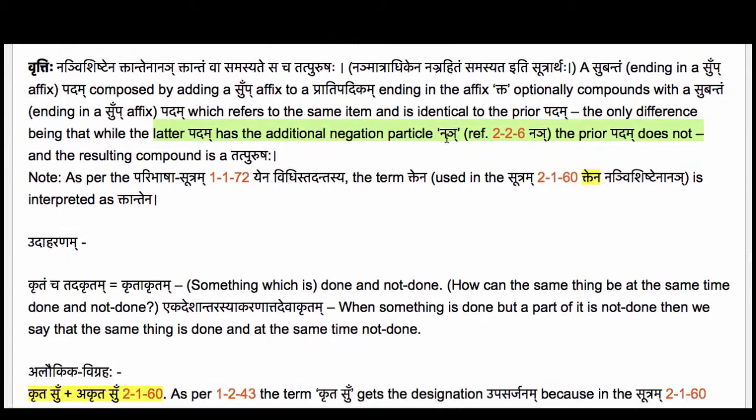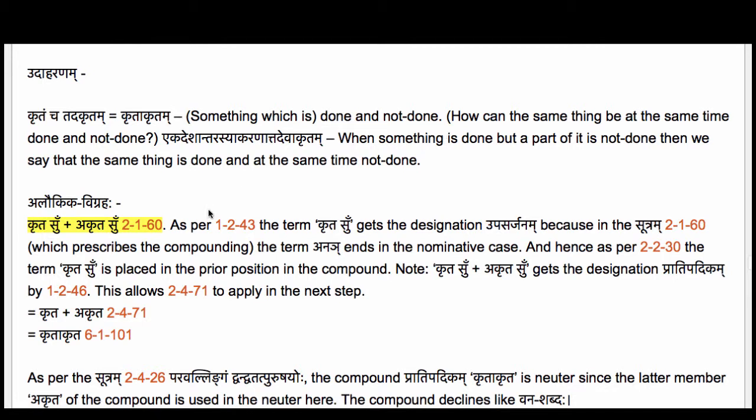The remaining derivation is straightforward. As per the Sutram 1-2-43, Prathama nirdishtam samasa upasarjanam, the term krita su gets the designation upasarjanam, because in the Sutram 2-1-60, which prescribes the compounding, the term anai ends in the nominative case, and hence as per 2-2-30 upasarjanam purvam, the term krita su is placed in the prior position in the compound. Now krita su akrita su gets the designation pradipadikam by 1-2-46, Kritya dhita samasascha, because we have formed a compound.